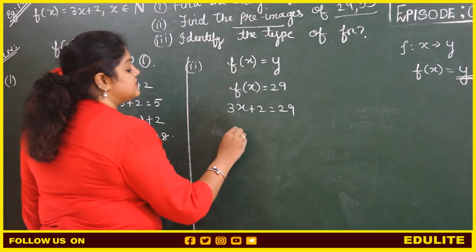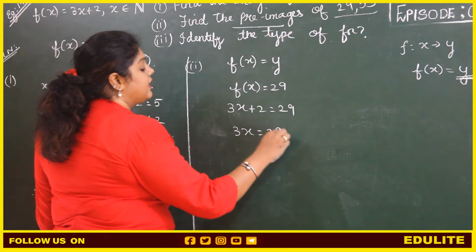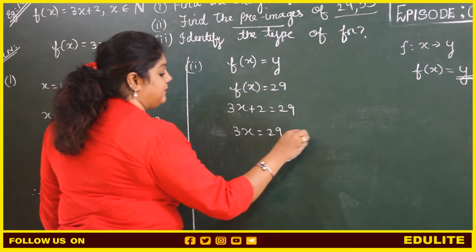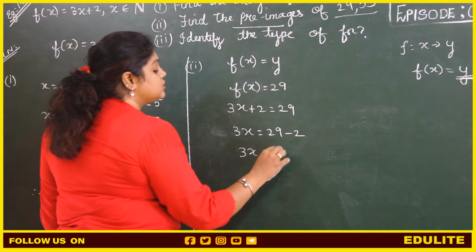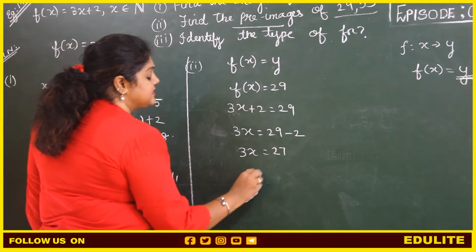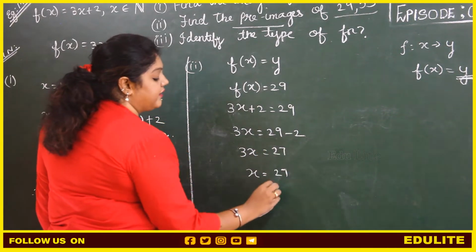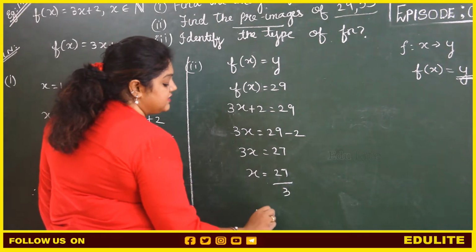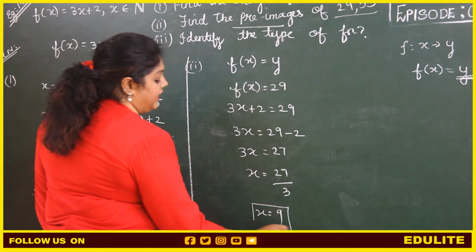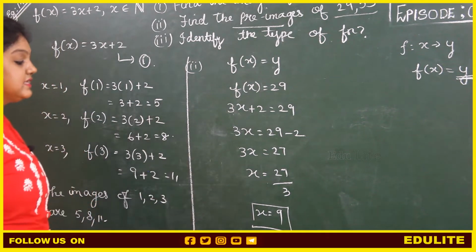We'll simplify this. 3x is equal to 29 plus 2. If the 2 goes to the other side, it will become minus 2. 3x is equal to 29 minus 2, which is 27. x is equal to 27 by 3. 27, if it is divided by 3, will give us the value 9. So the pre-image of 29 is 9.